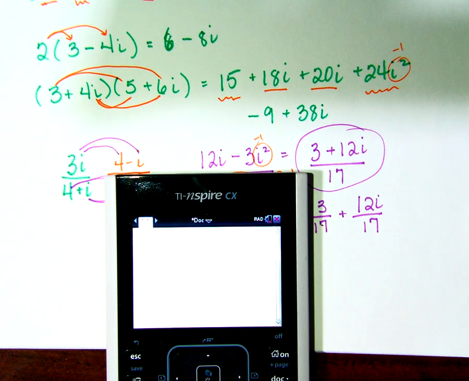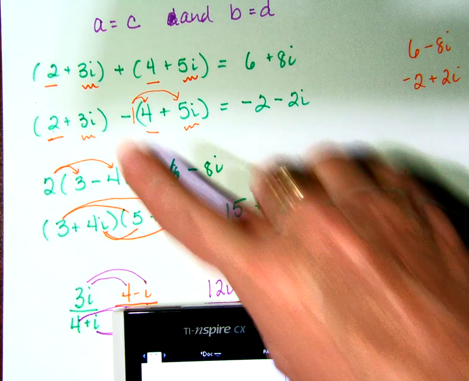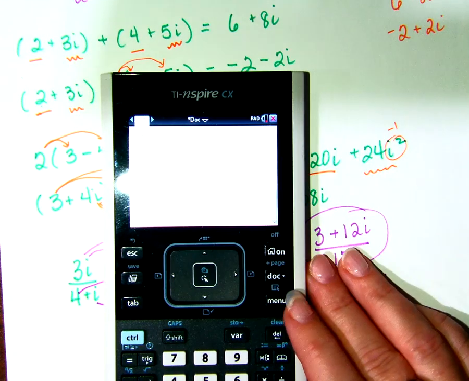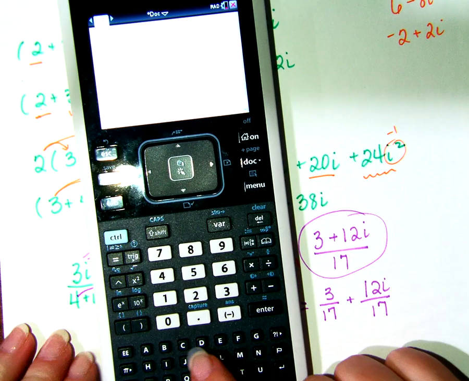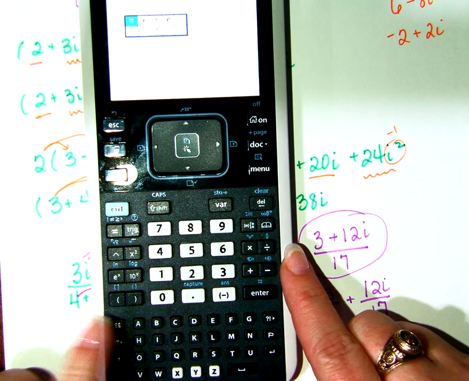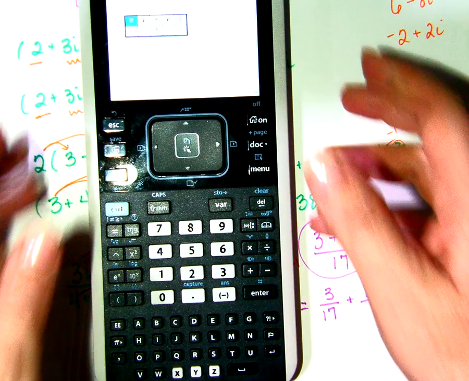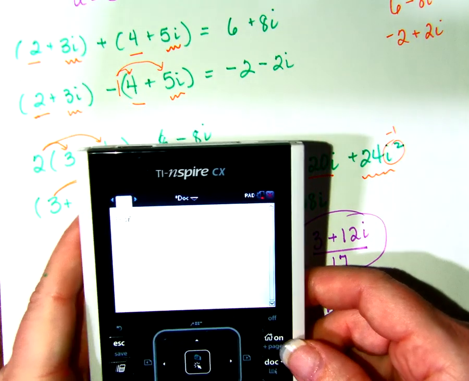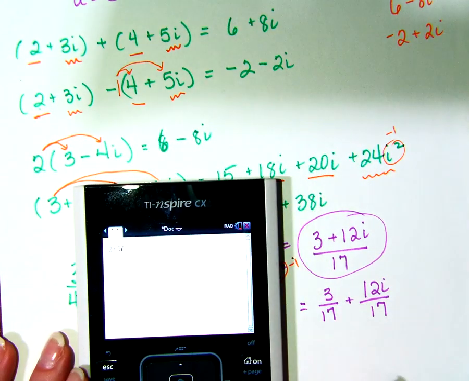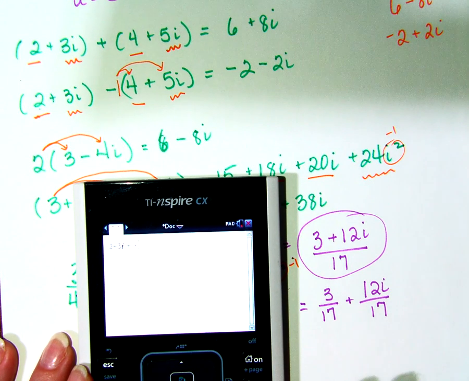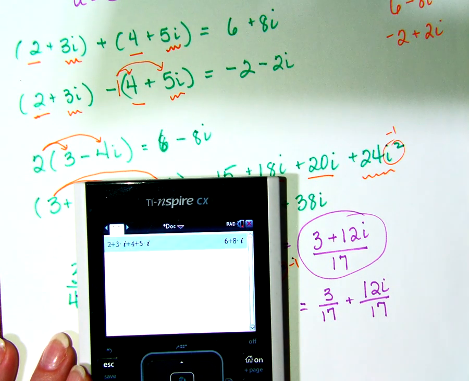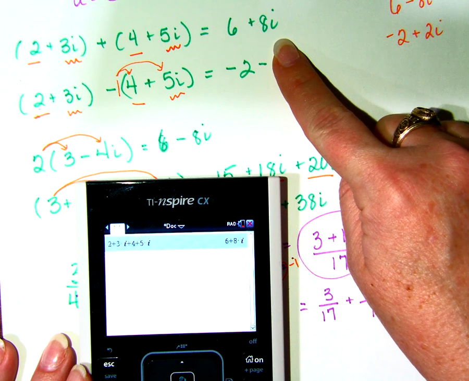So just real quick, I want to do 2 plus 3i. And the i we're using is not the letter i. It's the i under the pi key. If I press the pi key, this comes up and I have to choose i, and that's actually in parentheses. Plus 4 plus 5i. Oh look, 6 plus 8i.